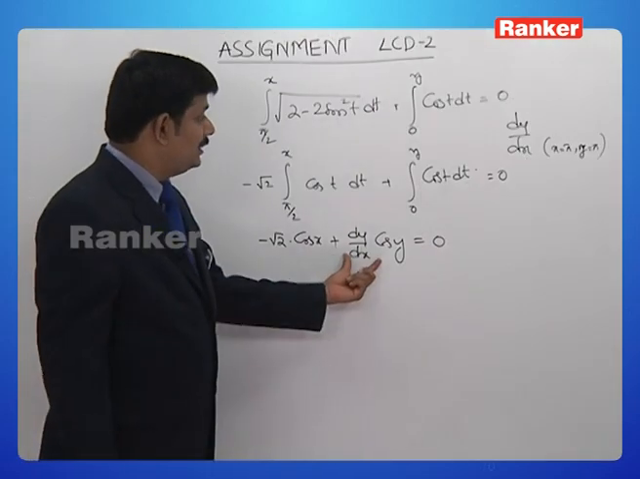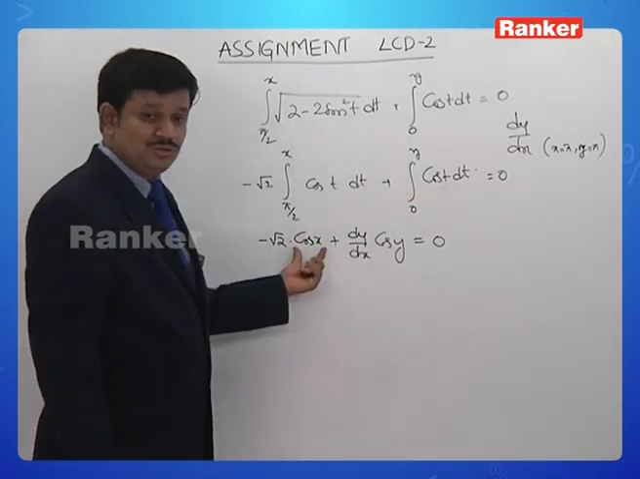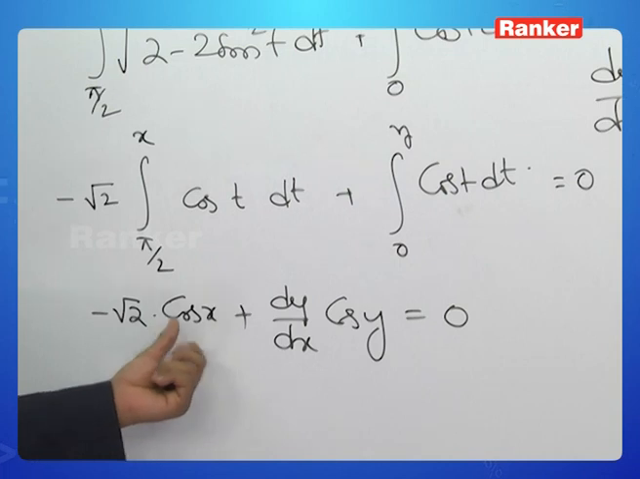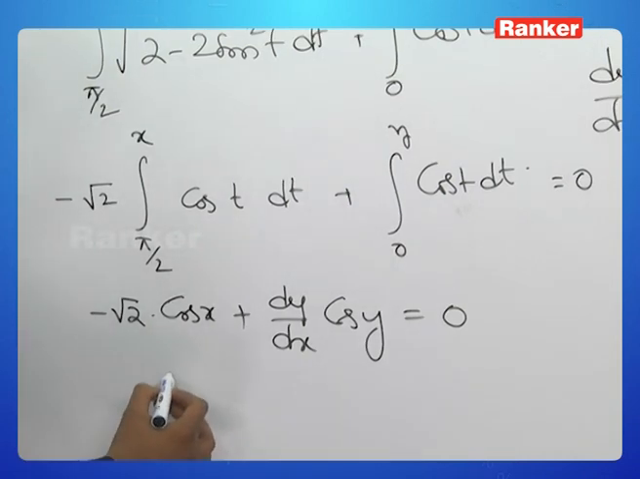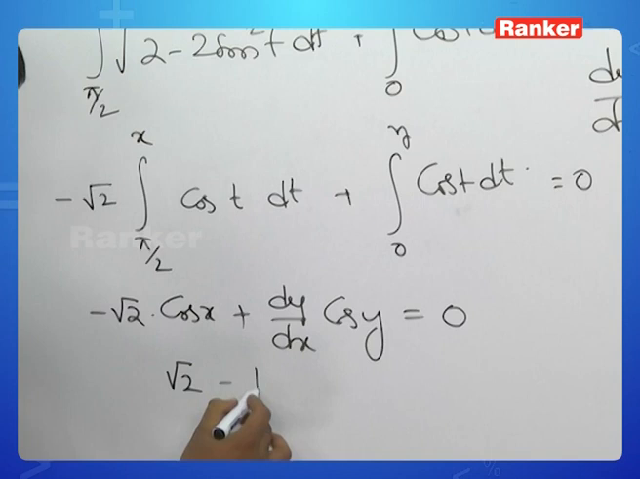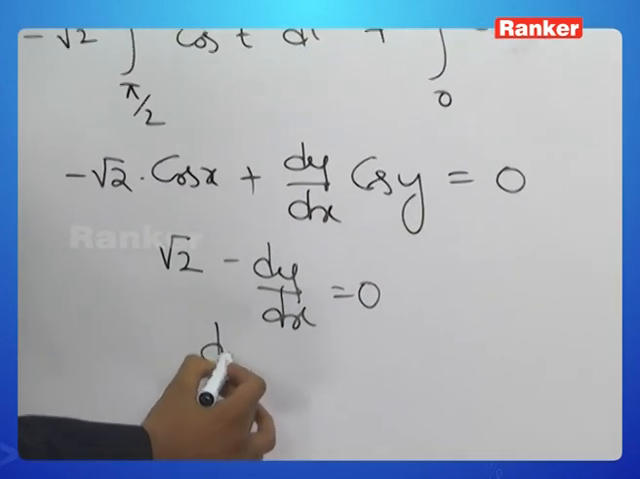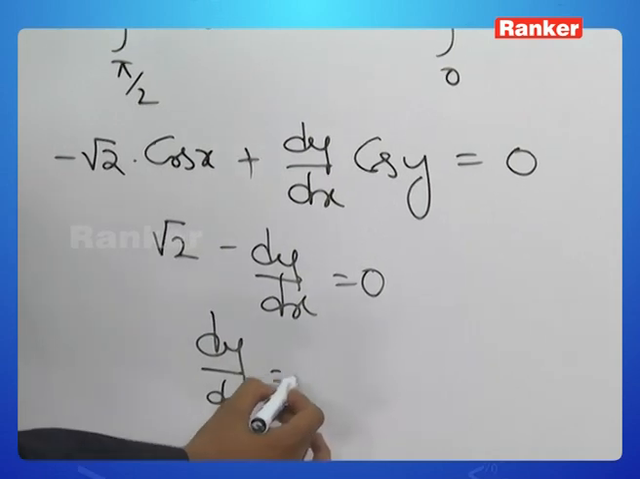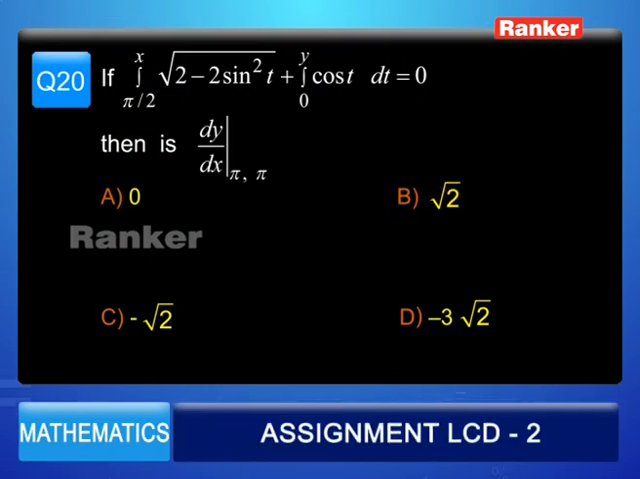We want dy by dx when x is pi and y is pi. So let me substitute x equal to pi. What I get is minus 1 times root 2 plus cos of pi, which is minus 1, times dy by dx, is 0, or dy by dx is equal to root 2. dy by dx is root 2. So the answer is B.